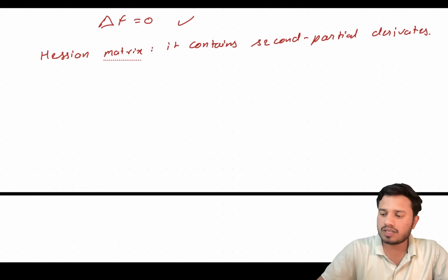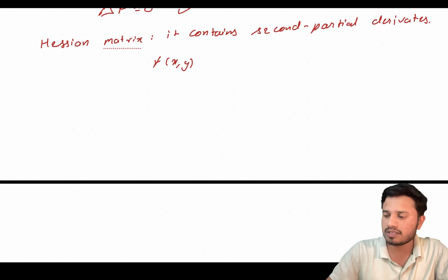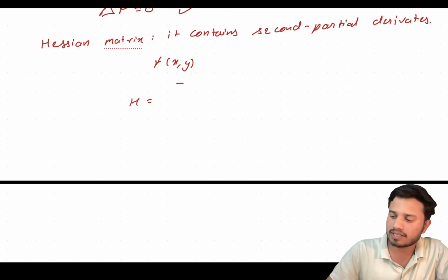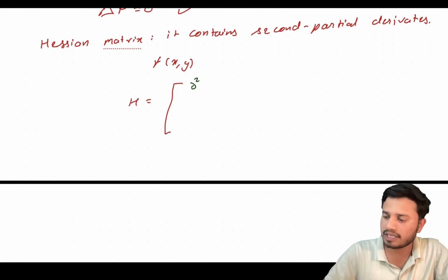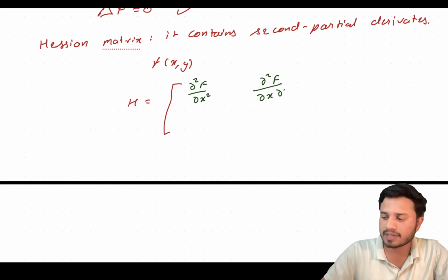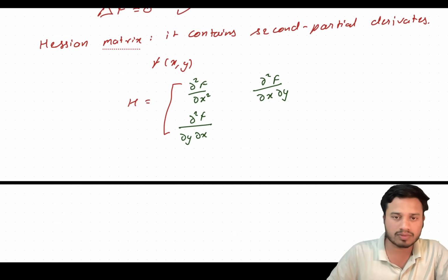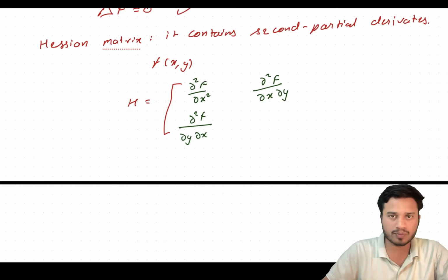For a two-variable case f(x, y), the Hessian matrix H looks like this: the second partial derivatives, with the mixed second partial derivative with respect to x and then with respect to y. Here it will be the same. These two are equal. It has to be symmetric.